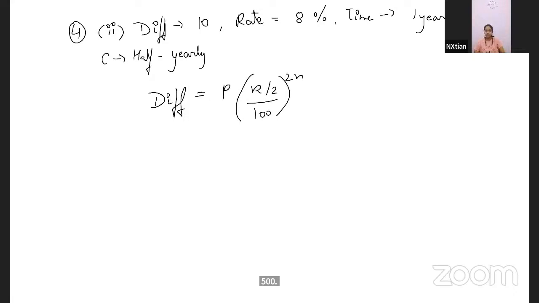Now in this formula, we don't take 1 plus, which we always take in the CI formula. In the difference formula, we don't take 1 plus, we just directly take R by 2 by 100. If it is quarterly, we take R by 4 by 100 raised to the power 4n. Now we will use the formula when you are given the difference between CI and SI, and you have to find the principal.